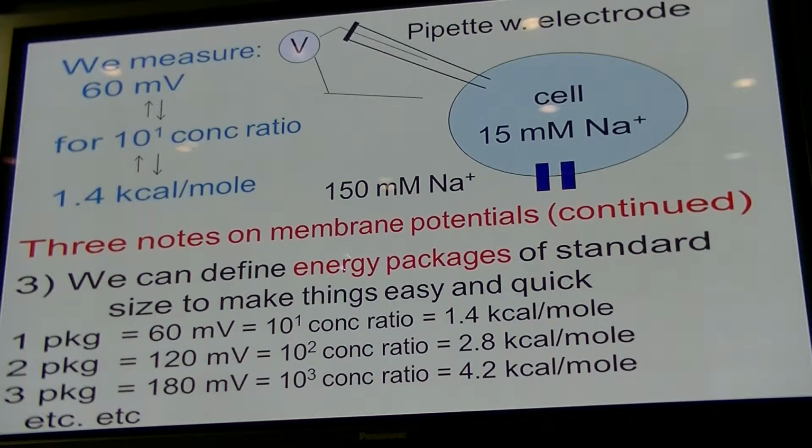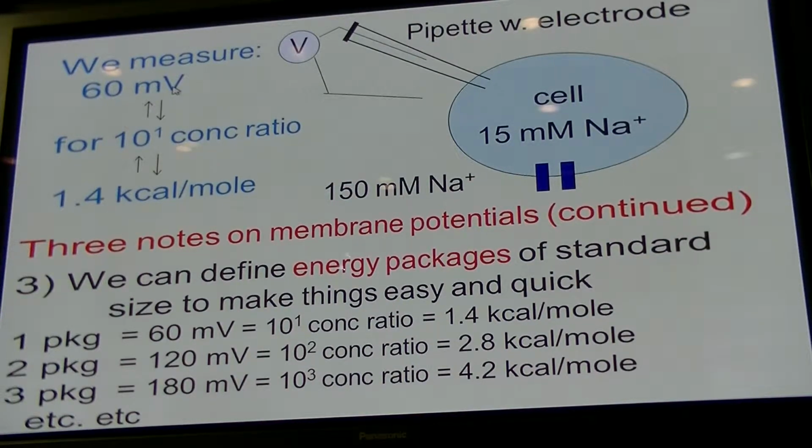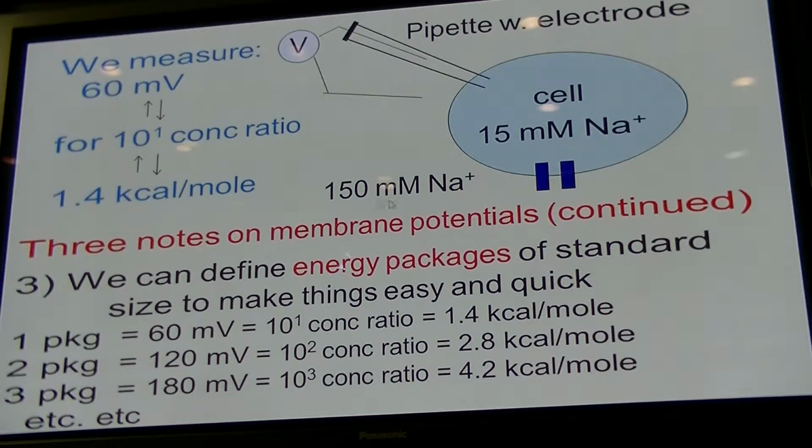Now, the third note is the most important note, and it will really help you on the second exam. If you go back and look at what we can calculate with a couple of equations that we've looked at, these are just things that physical chemistry gives us. Really, what we see is that if we measure here 60 millivolts, that 60 millivolts is really driven by a 10 to the first concentration ratio.